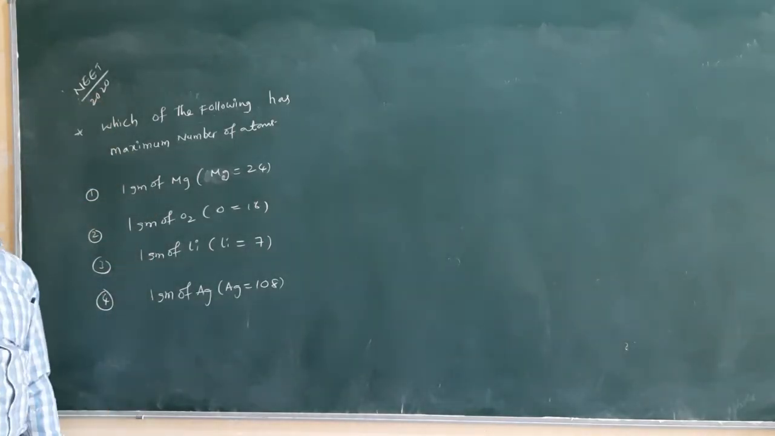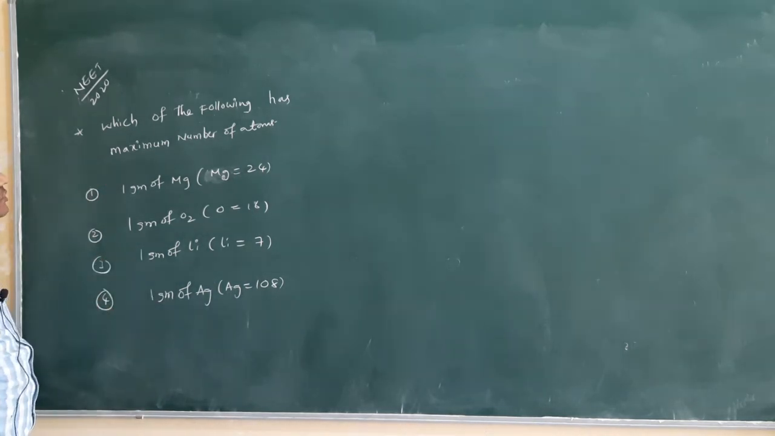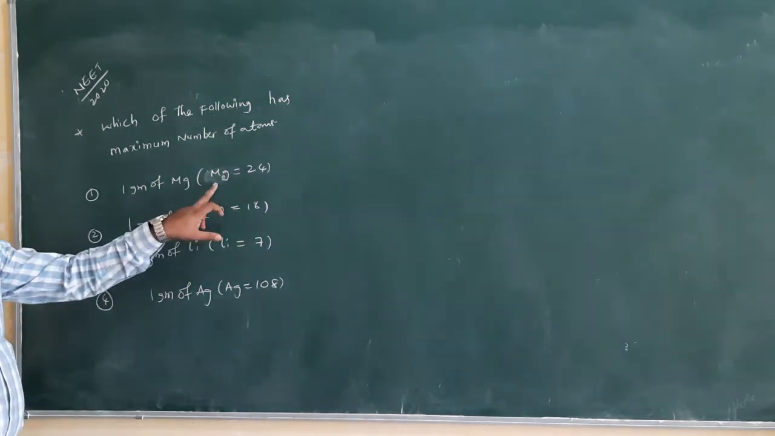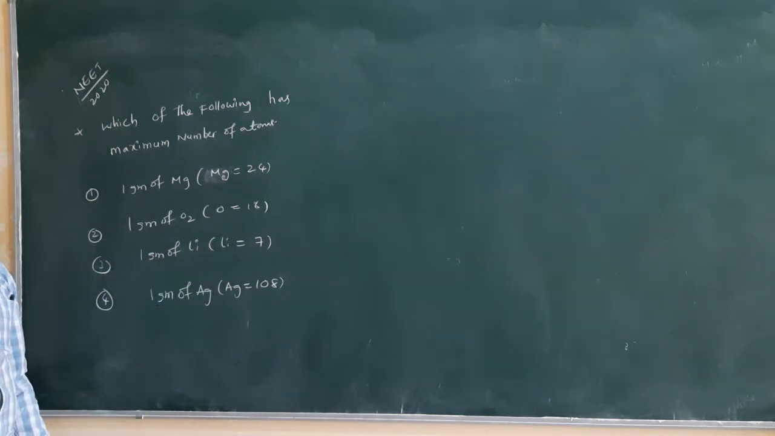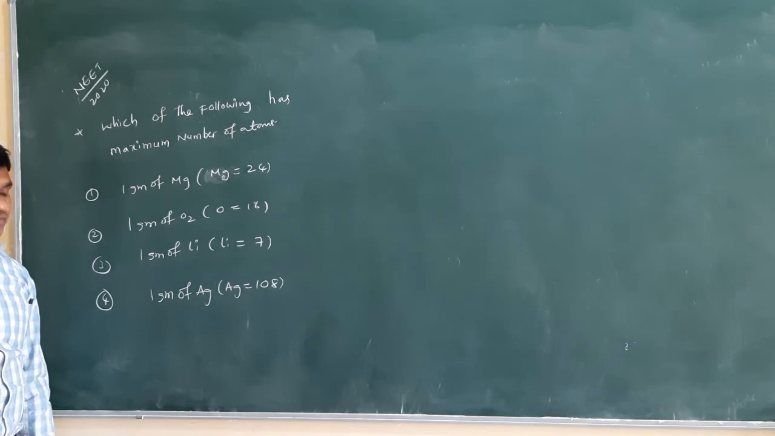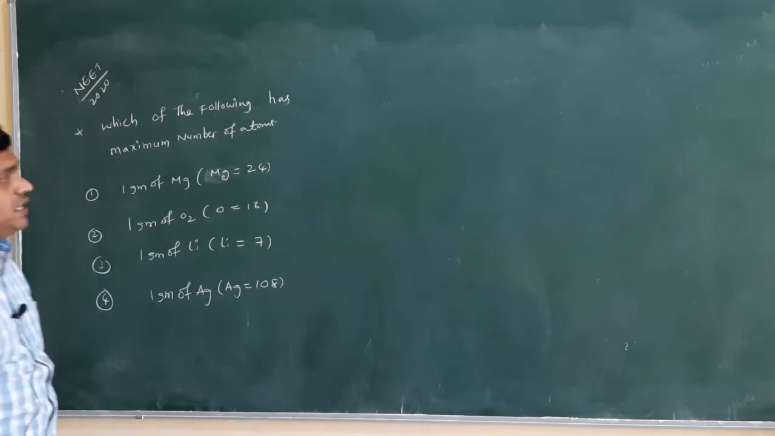See, this is one of the NEET 2020 questions we have. Which of the following has the maximum number of atoms, they are asking. They gave 1 gram of magnesium, atomic weight of magnesium given 24; 1 gram of O2, atomic weight of oxygen 16 given; 1 gram of lithium, atomic weight given 7; 1 gram of silver, atomic weight of silver given 108 only.